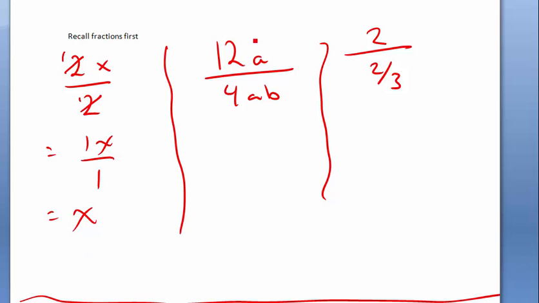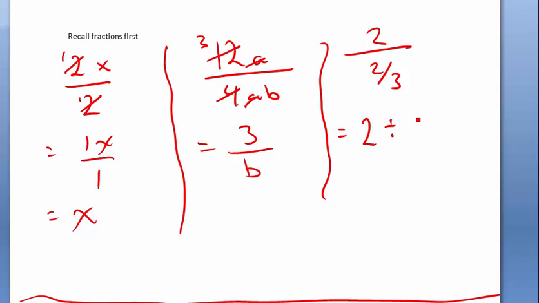Okay. Same thing here, I do the numbers and letters separately, so the 4 goes into 12 3 times. Remember that stuff? There's an a here, they go away, so what am I left with? I've got a 3 on the top and I've got a b on the bottom. Okay, same thing here. I'm going to rewrite this one.